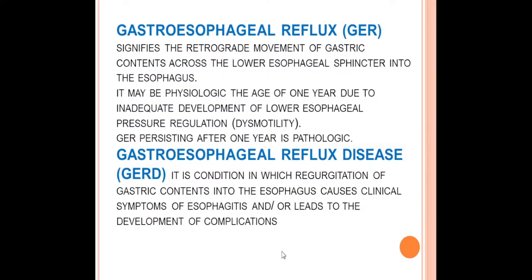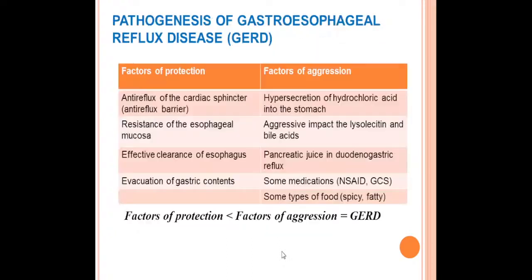If the gastroesophageal reflux continues, it may be transformed into gastroesophageal reflux disease. Gastroesophageal reflux disease is a condition in which regurgitation of gastric contents into the esophagus causes clinical symptoms of esophagitis and or leads to the development of complications. The pathogenesis of gastroesophageal reflux disease is as follows.